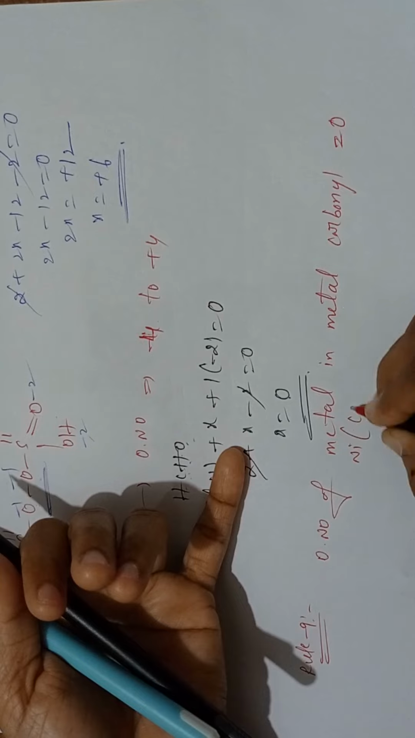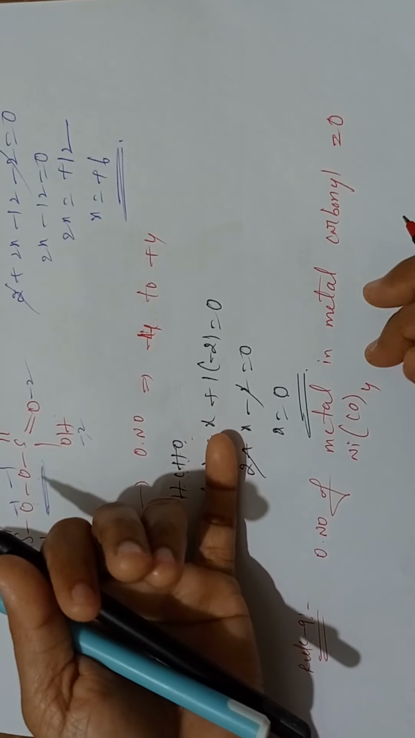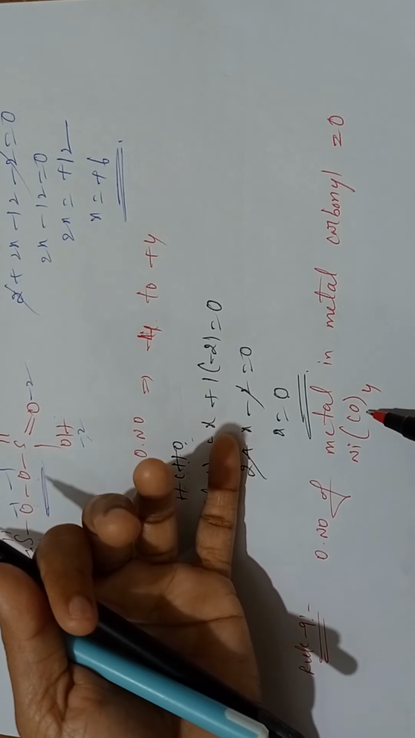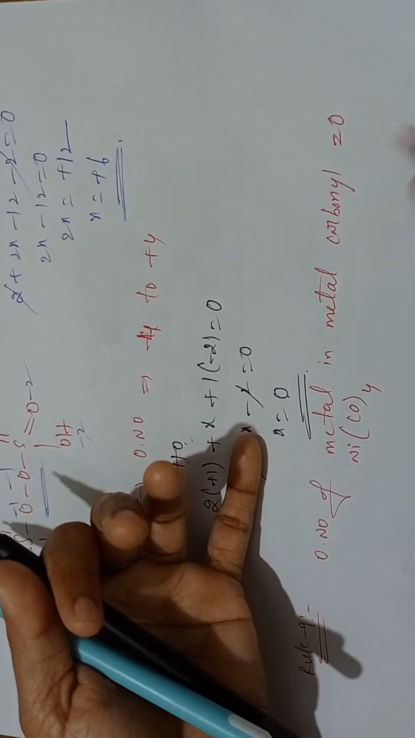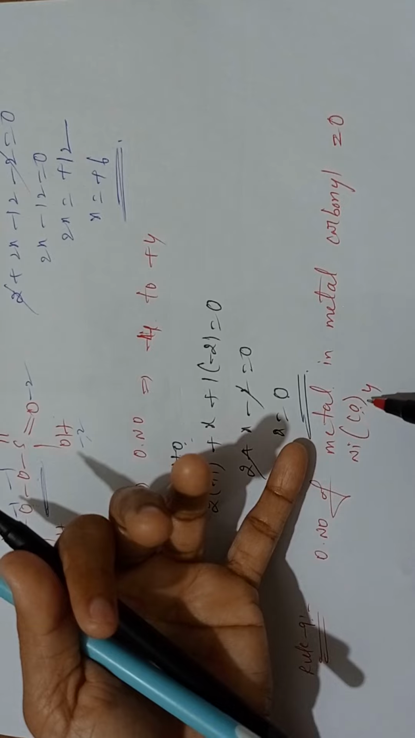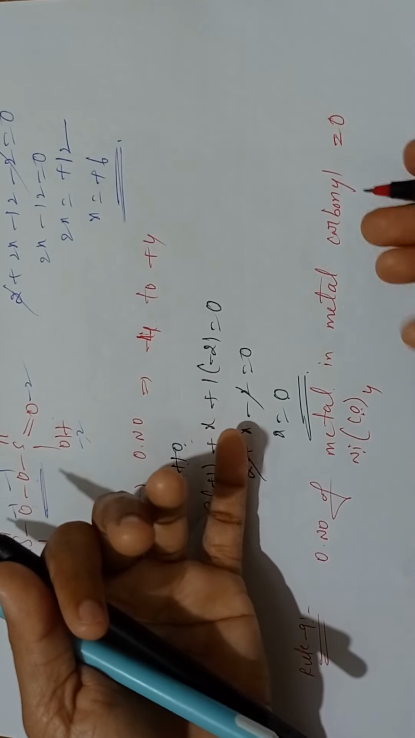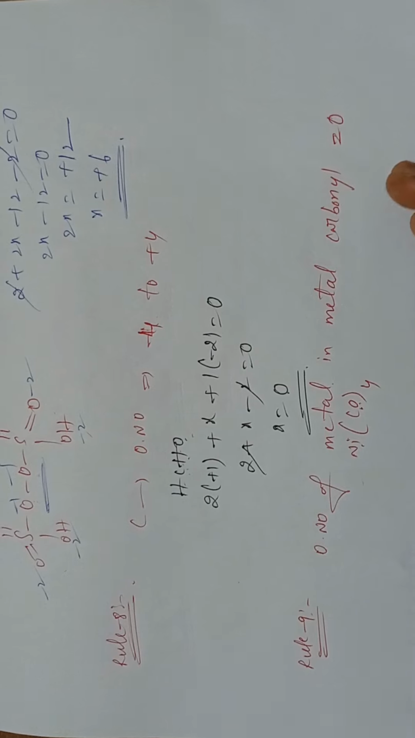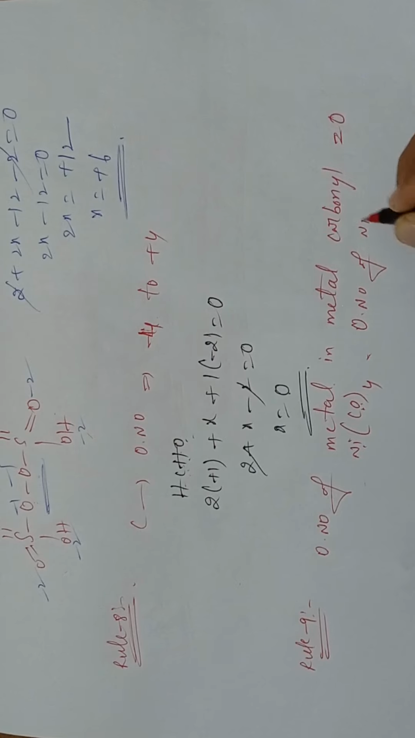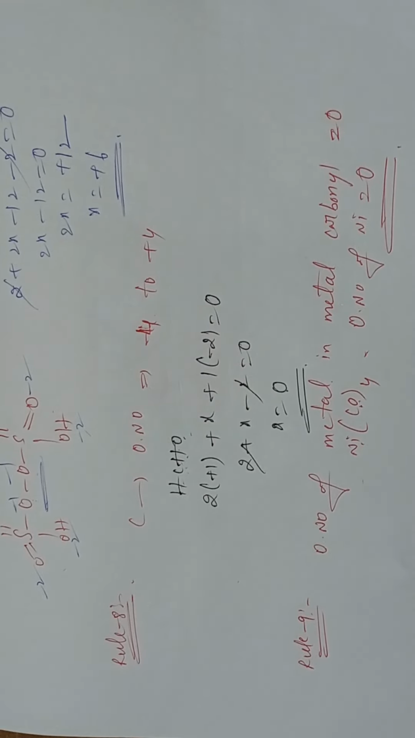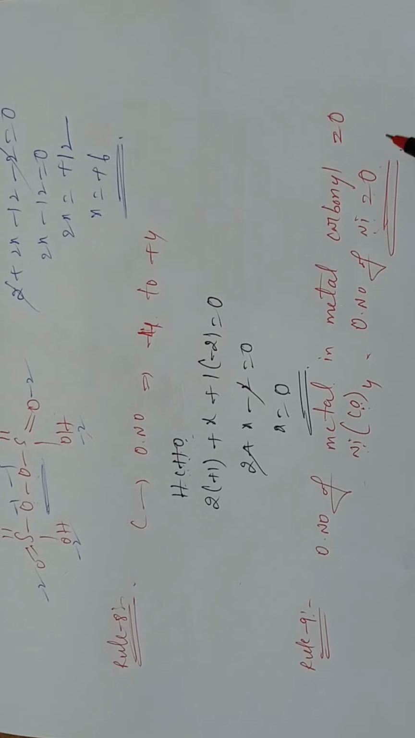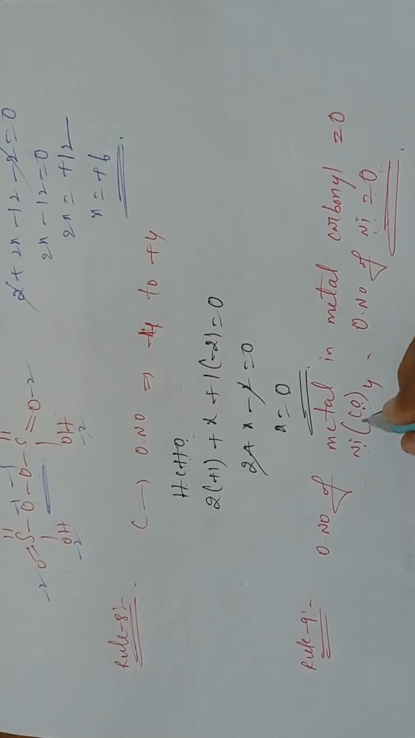For example, I am taking Ni(CO)4, nickel carbonyl, nickel tetracarbonyl. Here the oxidation number of the metal in a metal carbonyl is 0, because CO is a neutral ligand. So its oxidation number is 0, then nickel also you will get 0. What is the oxidation number of nickel, students? Nickel is equal to 0. This is the metal, this is the ligand. So the oxidation number of nickel is 0 because it is a neutral ligand.